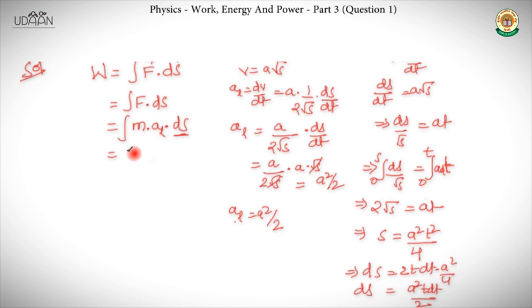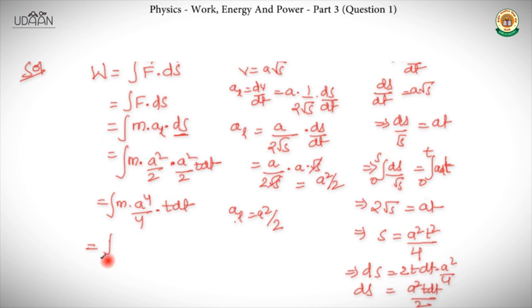in the work equation, what we got here, this will be getting integral m into a square by 2 into a square by 2 t dt. So now integrating this, we will generally just summarize this: m into a power 4 by 4 into t dt.